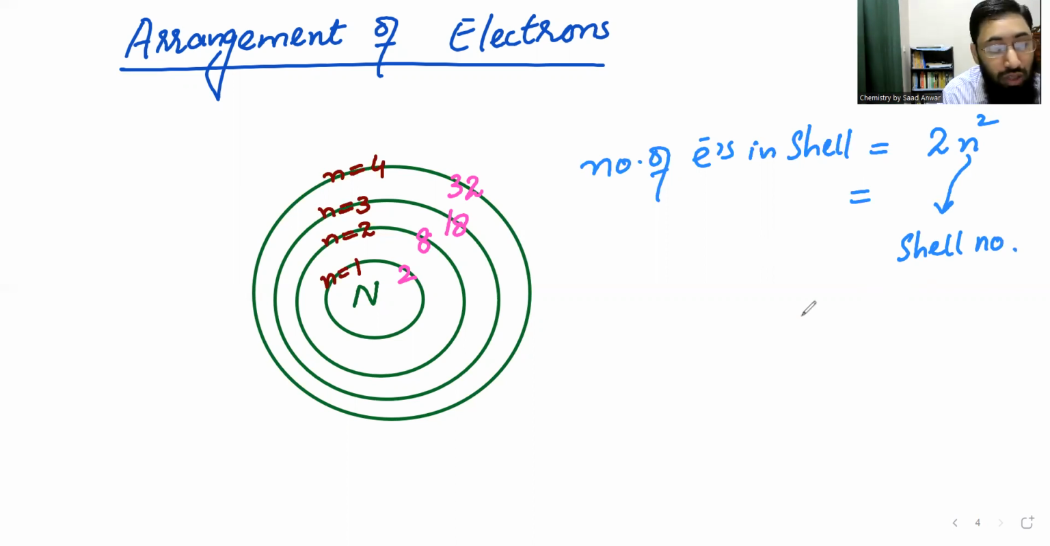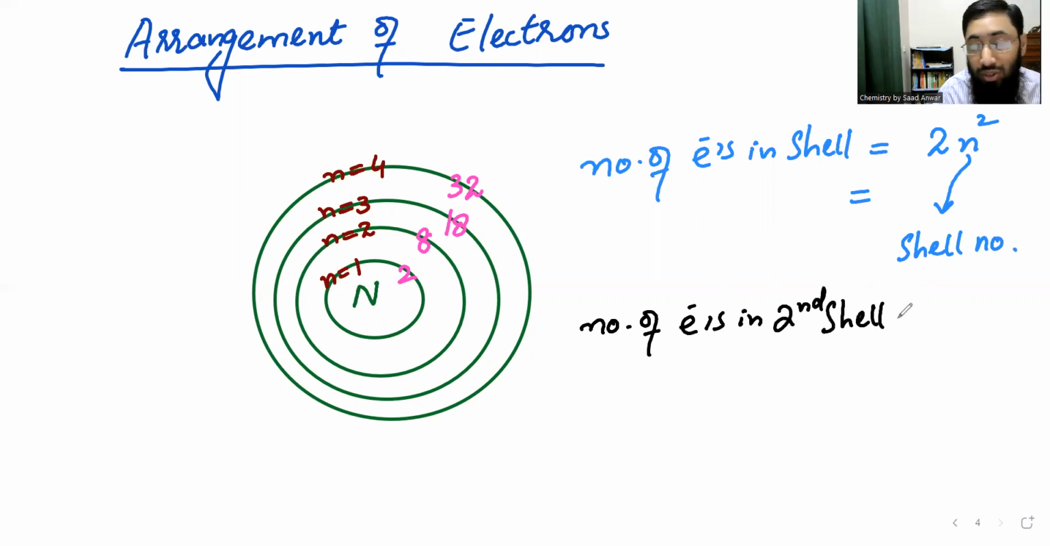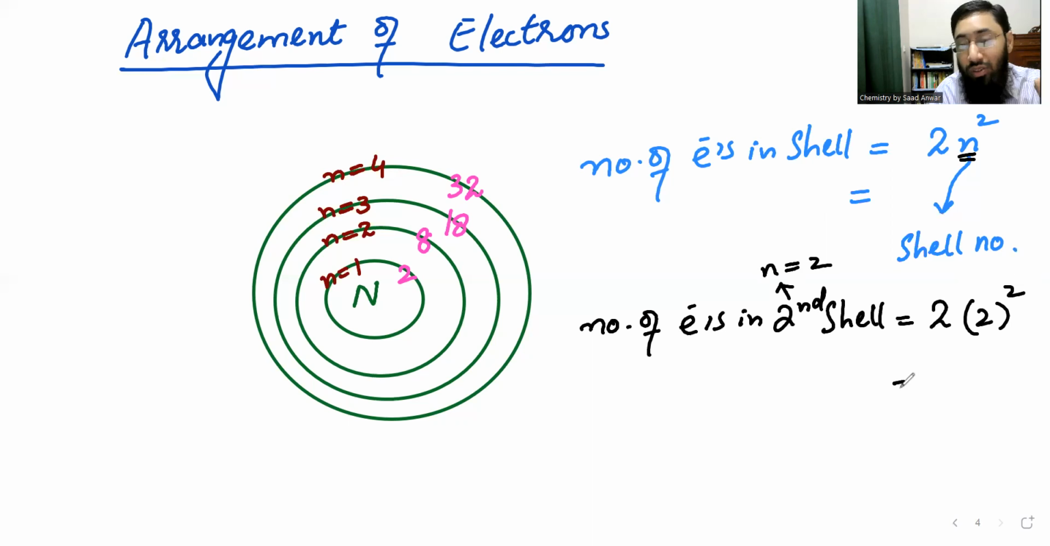Suppose I want to calculate the number of electrons in the second shell. In place of n, I will put 2, because for the second shell the value of n is equal to 2. When I calculate this, 2 raised to power 2 is 4, and 2 times 4 is 8. So the second shell can accommodate 8 electrons.